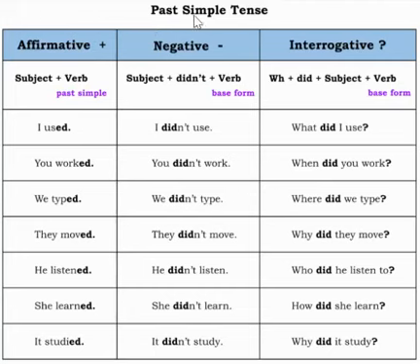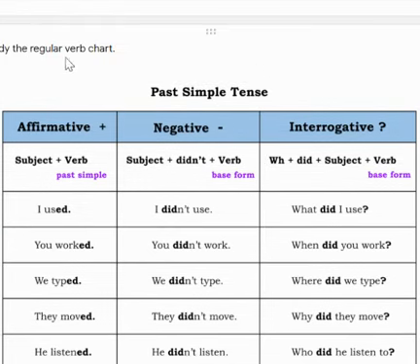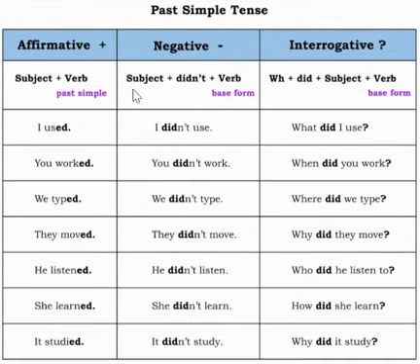Okay, this chart is talking about the past simple tense. And these are all regular verbs, which means that they use ed. You can see ed here. So affirmative means positive or yes. And when we make this sentence, we have to have the subject and then the verb. And the verb is going to be the past simple verb with the ed.